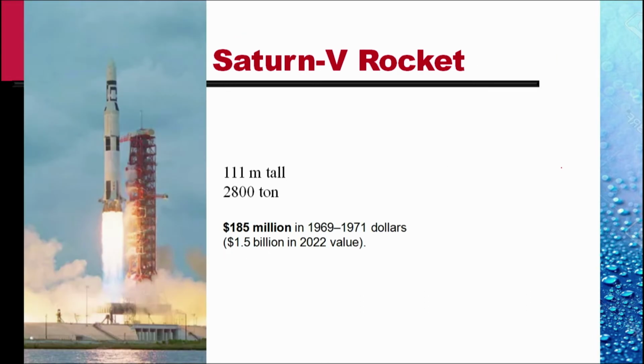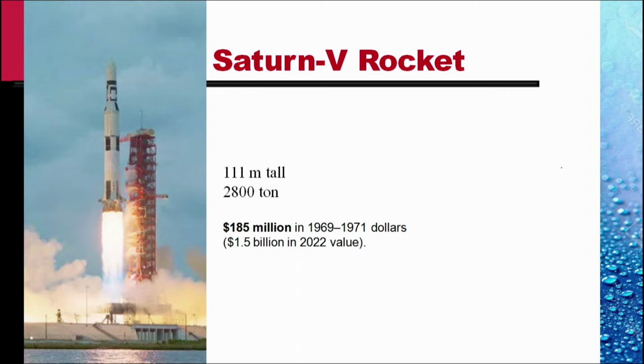Other applications of Similitude. Here is shown the Saturn-V Rocket, which was used in the Apollo program to land man on the moon. The actual rocket was 111 meters tall, weighed 2,800 tons, and the value of this was $1.5 billion in 2022 value. We had to be very sure that this rocket worked perfectly. And to ensure that, we couldn't afford to make a real rocket.